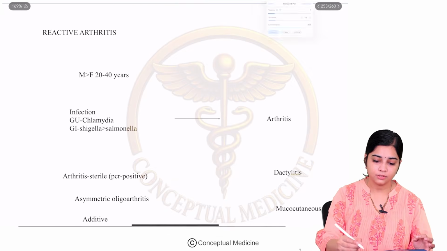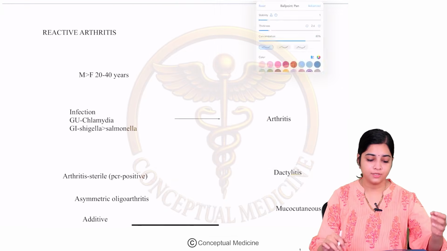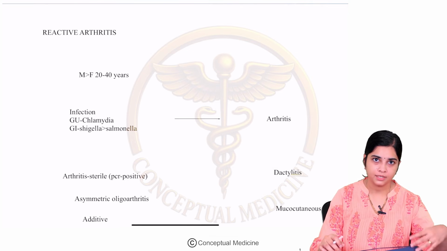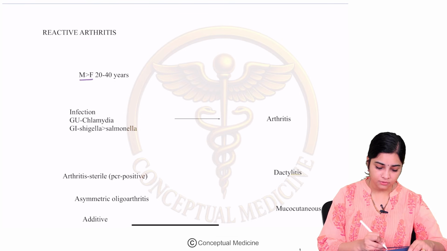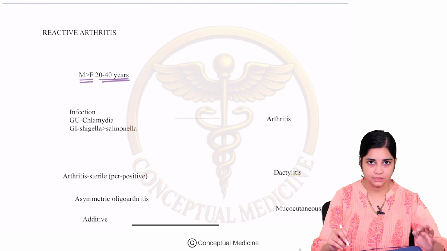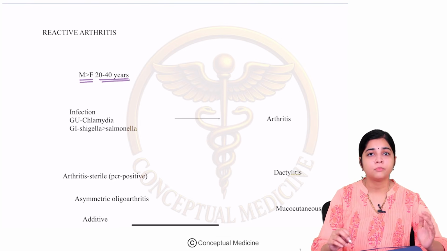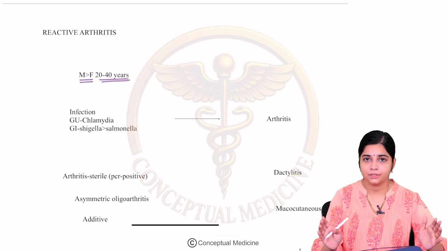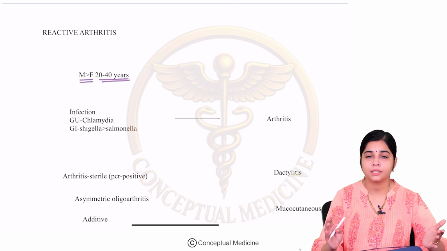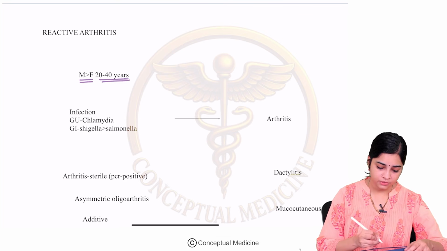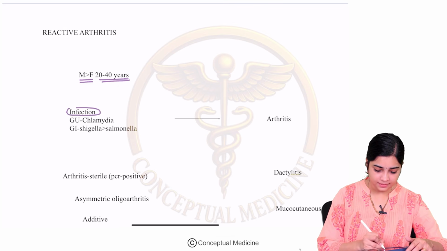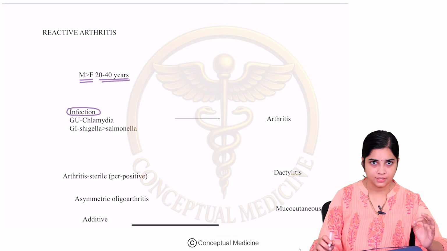Now let us go on to the next type of spondyloarthropathy, which is reactive arthritis. Reactive arthritis is a predominantly peripheral spondyloarthropathy. This is more common in males than females, and it is seen in the 20 to 40 years age group. Most of the connective tissue disorders are more common in females. The only group of connective tissue disorders which you can easily remember as males more than females is this spondyloarthropathy group.